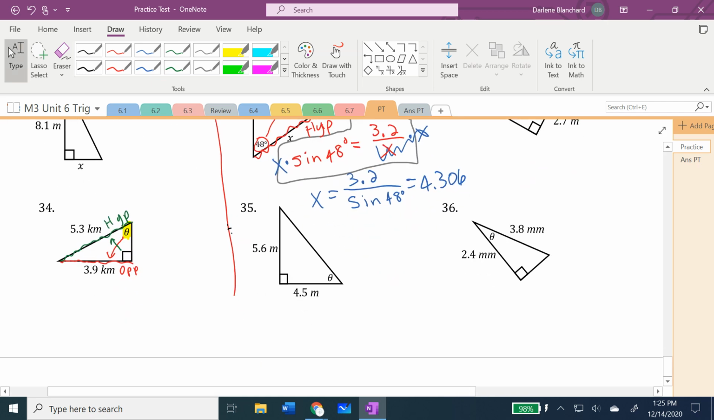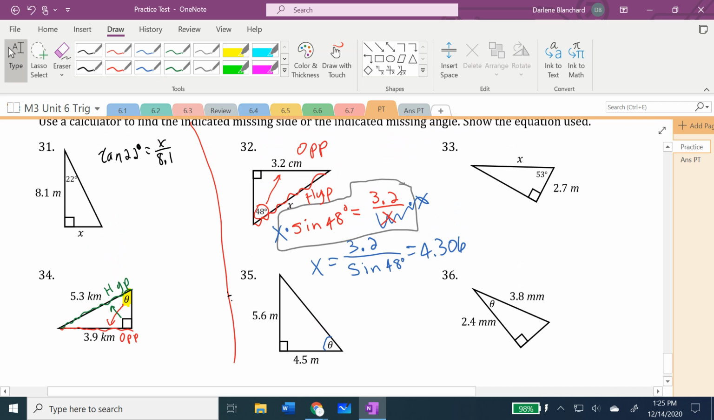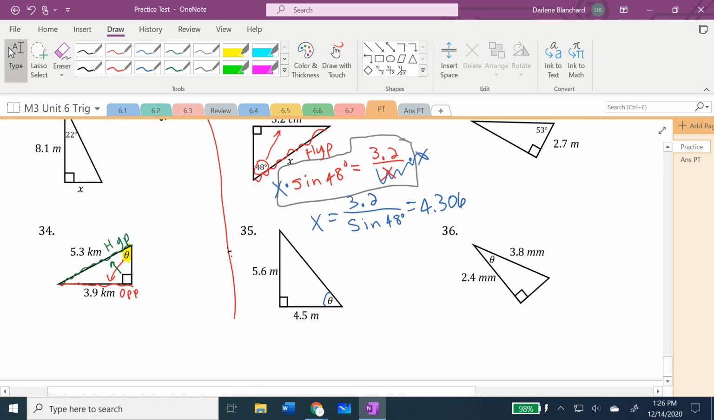Then for number 35, you're finding the angle this time. So if you look at it, 31, 2, and 3, you're given an angle. You're finding a side length. 34, 5, and 6, you're finding the angle given two side lengths. You want to identify the two sides.